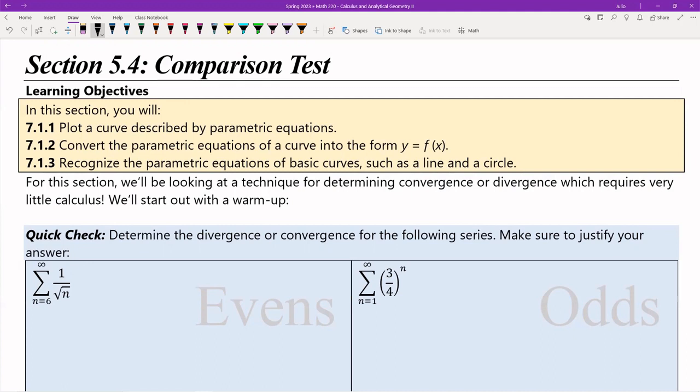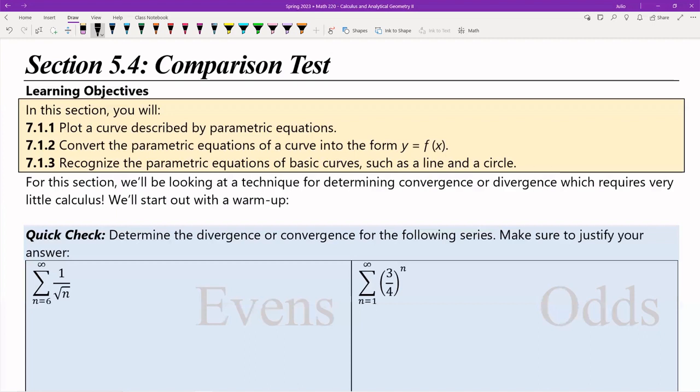Now, this video does have you doing a couple of quick checks without me even telling you what to do. When you get to these quick checks, I'll give you a little warning to pause the video and try it out for yourself for a couple of minutes, and then come back.